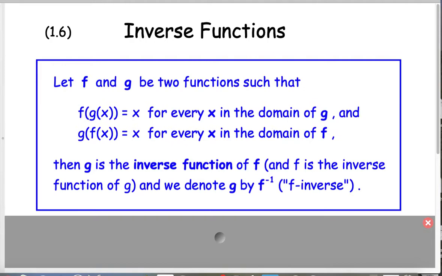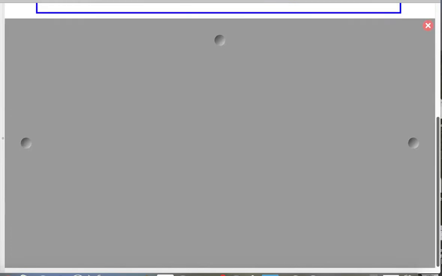Do not think that that means 1 over f. Okay, so that's not like f to the negative first power. That's the notation for an inverse. So if we're dealing with a function and you see that negative 1 power, just remember that that means the inverse of the function, not 1 over the function.